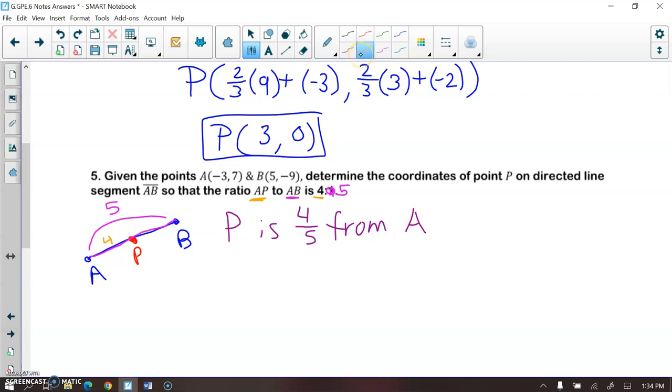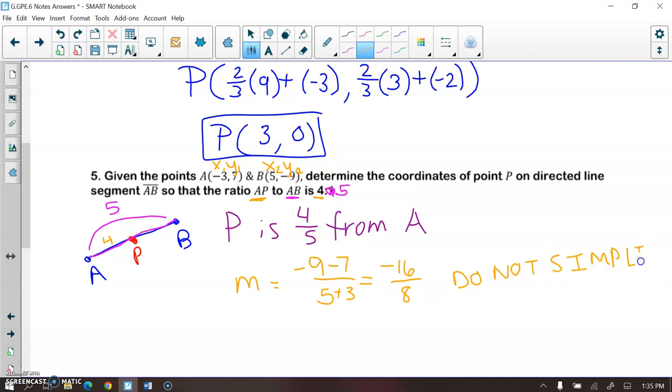So I'm using A as my starting point, so I'm going to label it as x1, y1, and B, x2, y2. If you use point B as your starting point, your ratio would actually be 1/5, and you would label your point B as x1, y1. I'm going to do the slope formula perfectly. y2 minus y1 all over x2 minus x1, minus a -3 is really a +3. A -9 minus a 7 is a -16, and a 5 plus a 3 is an 8. And I do not simplify. I leave it as -16 over 8.